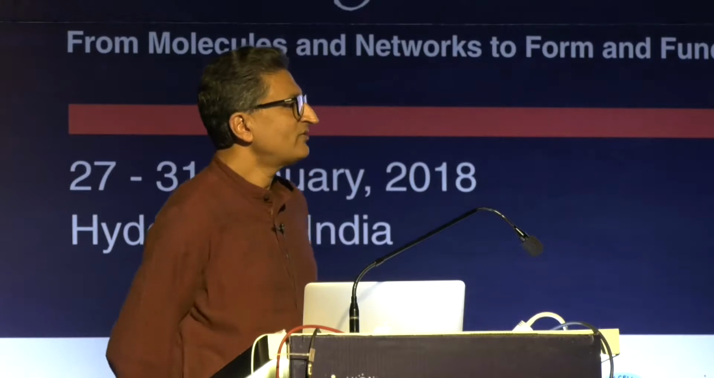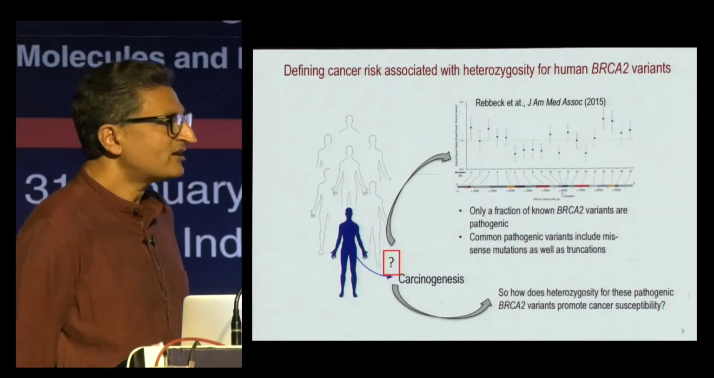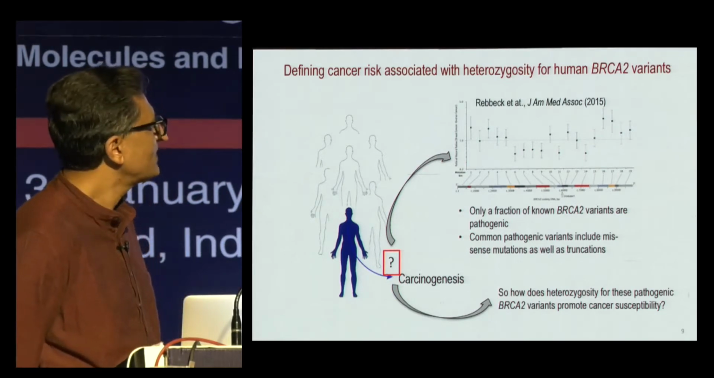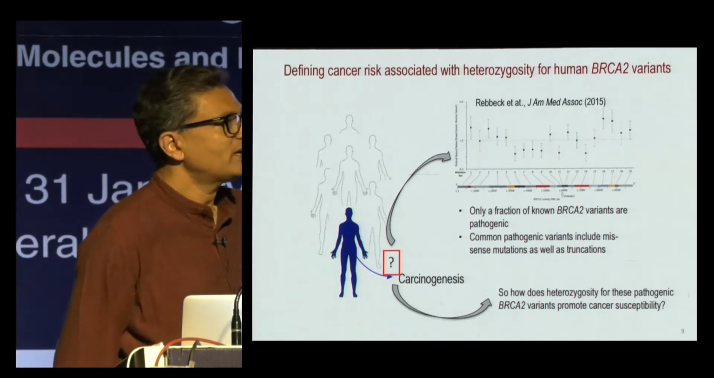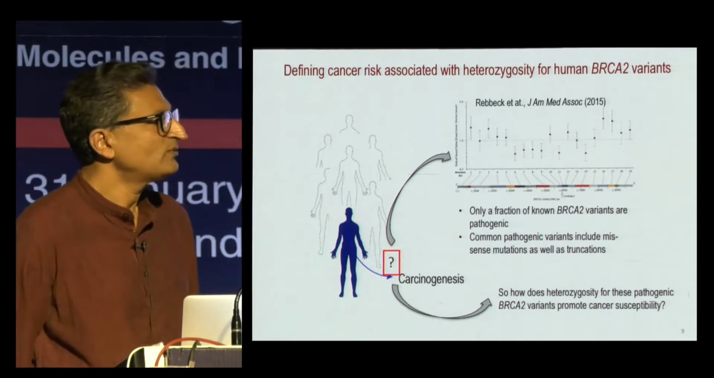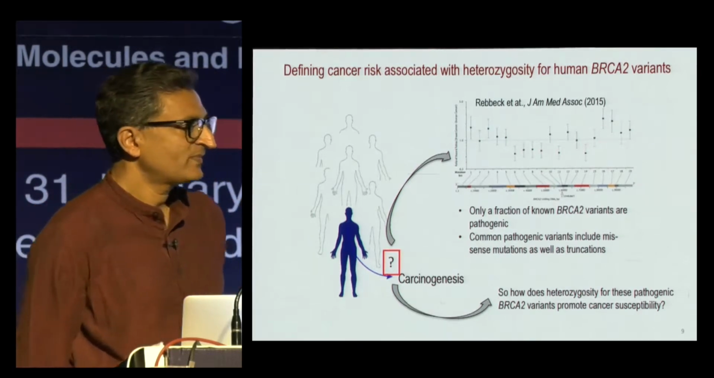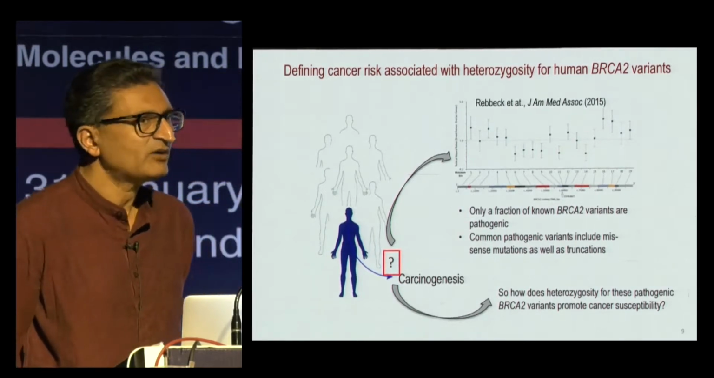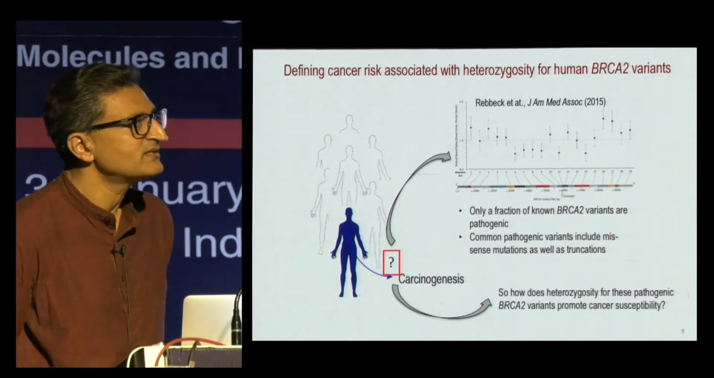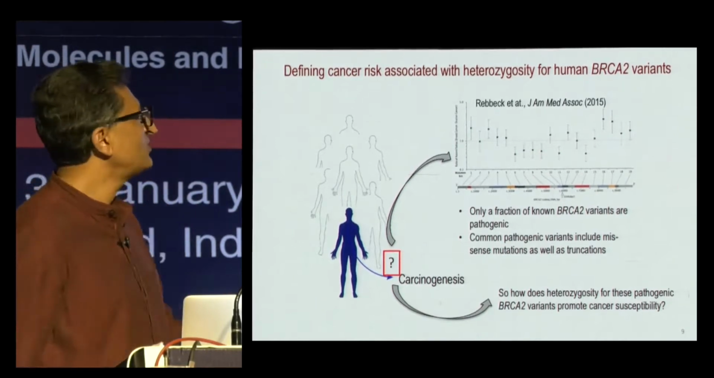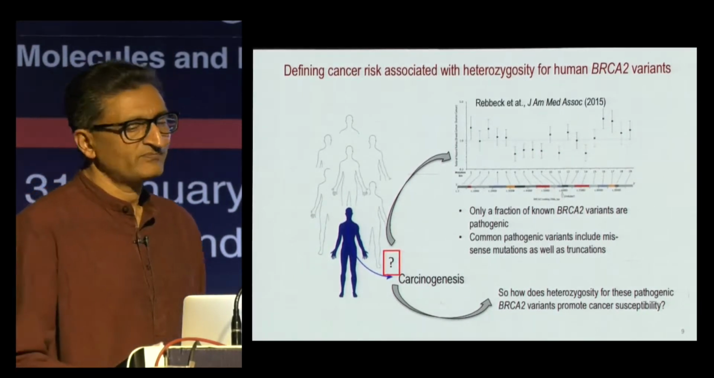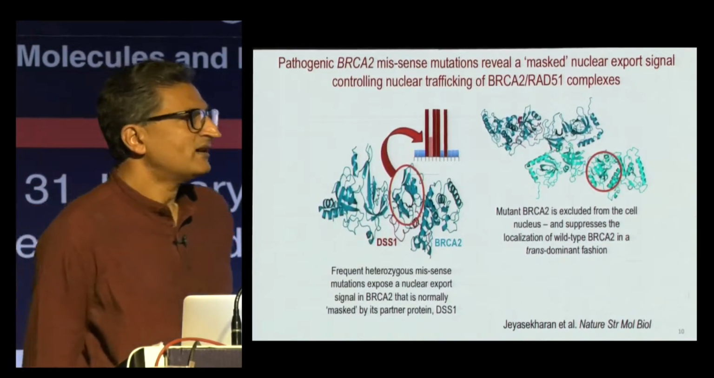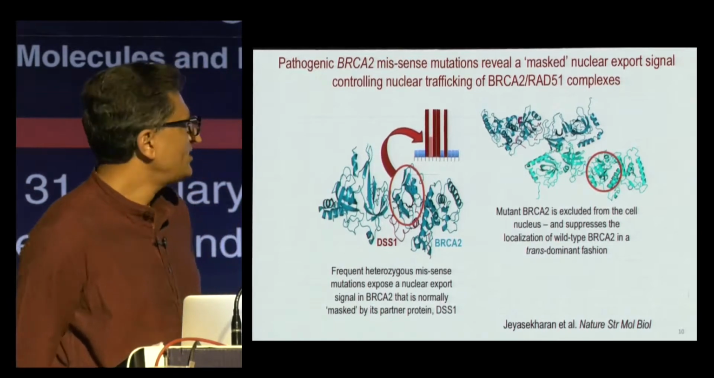To share with you some of our recent data in this area, let me start by saying that there are hundreds of known mutations in BRCA2, and only a fraction of them are unambiguously associated with cancer predisposition. About 70% of these are truncating mutants in the gene, and about 30% are missense mutants, which do tend to cluster in particular regions of the gene. We first started by asking about the missense mutations.